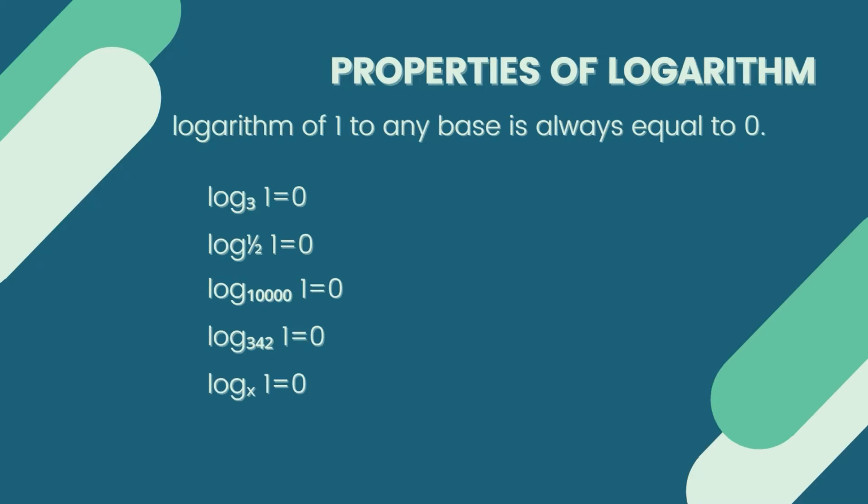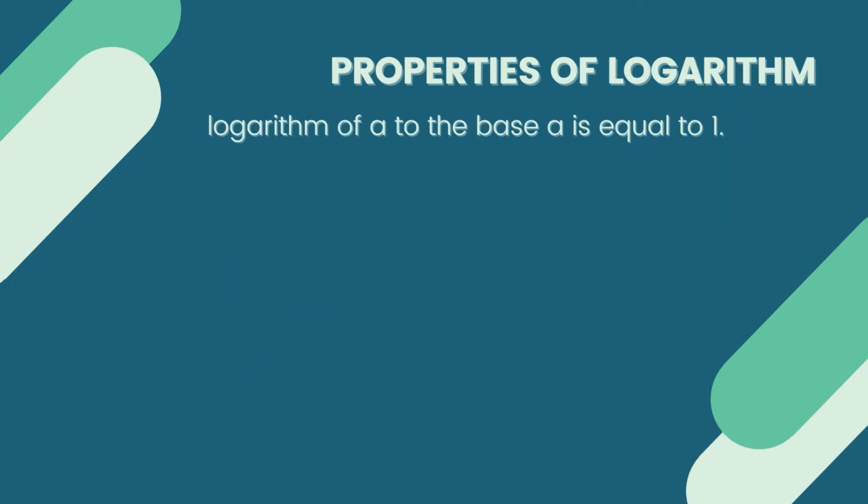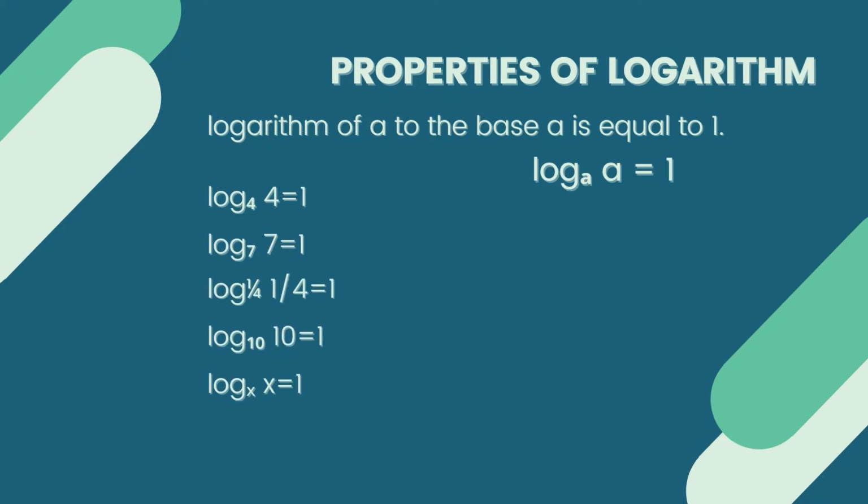The next property is that the logarithm of a to the base a equals 1. If you write this in symbols, you will get log base a of a equals 1. For example, logarithm base 4 of 4 equals 1. Logarithm base 7 of 7 equals 1. Logarithm base 1/4 of 1/4 equals 1. Logarithm base 10 of 10 equals 1.